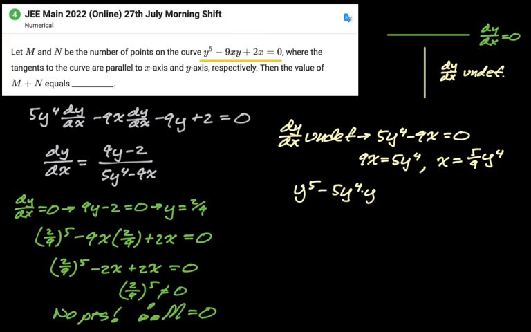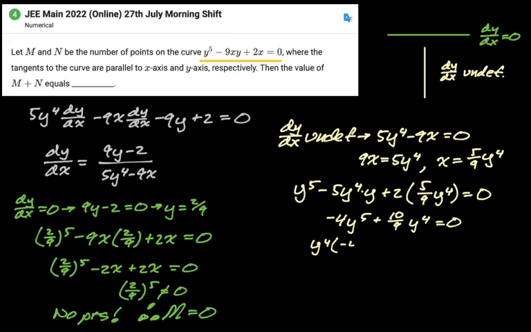So that's what I'm going to do. So I got y to the fifth minus 5y to the fourth times y plus 2 times the quantity 5/9 y to the fourth is 0. This cleans up a little bit. I don't know. I mean, a bit. And then you can factor out a y to the fourth. So I did that. And I get this. And then we can set this equal to 0 and solve. So either y is equal to 0 or y is equal to 10 over 36, so 5 over 18. Okay, we need to figure out if there are points on the curve where y is equal to 0 and y is equal to 5 over 18.